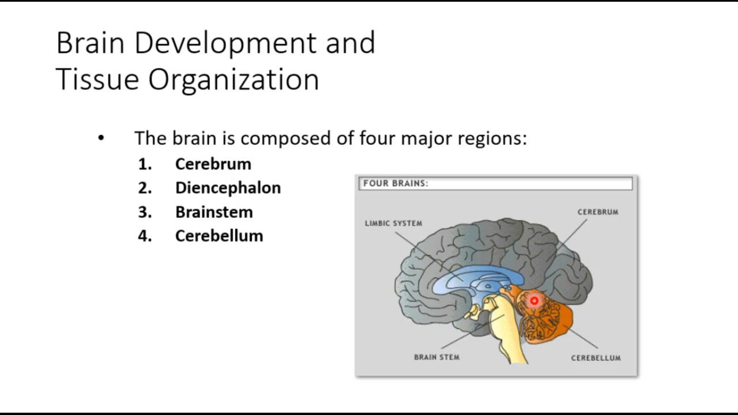And all of those are the brain. You have those 4 parts of the brain. So your cerebellum is still your brain, your brainstem is still your brain, your diencephalon is still your brain.